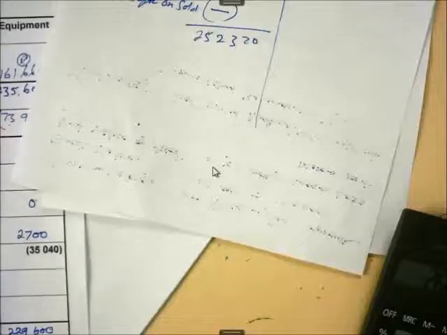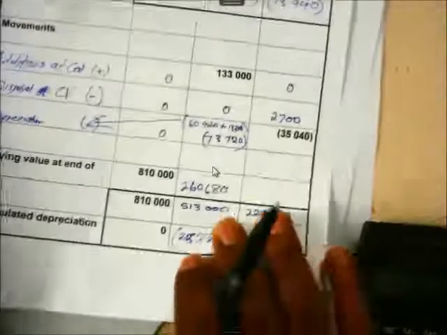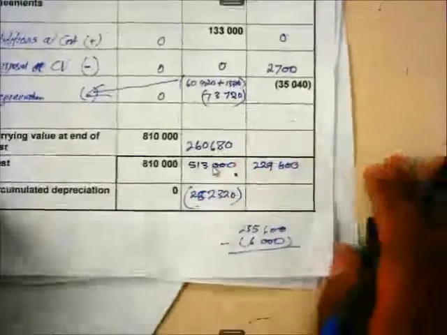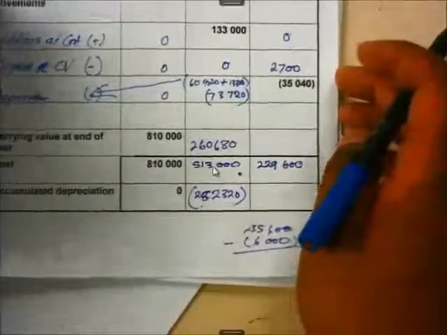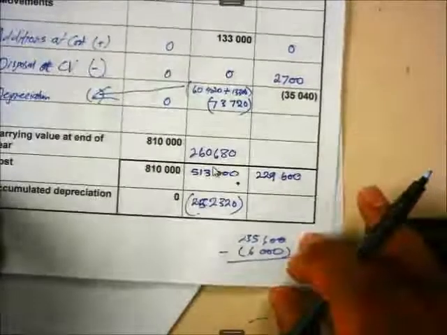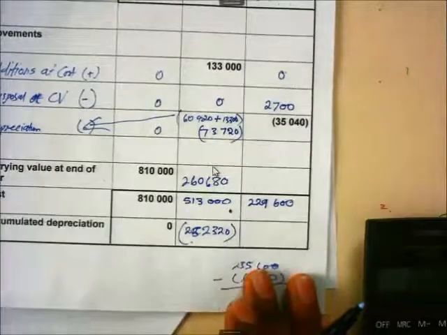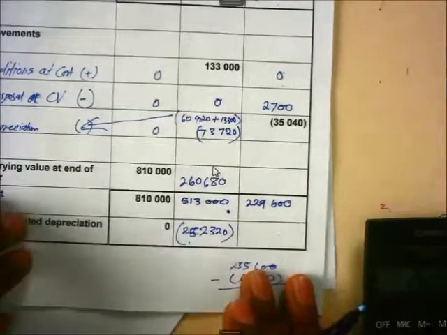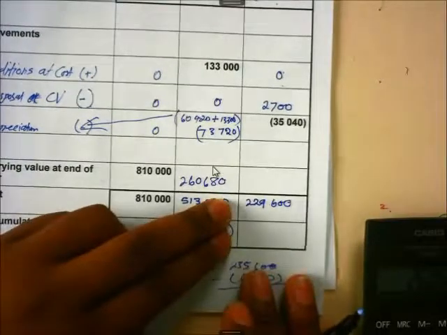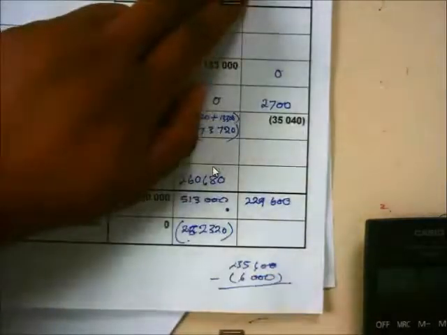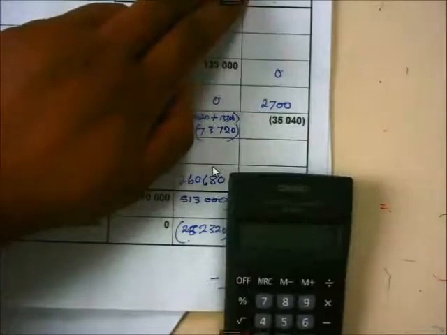Then we must get the accumulated depreciation on the asset, on equipment. Now we must get the accumulated depreciation at the end of the year. There are two ways of doing this. We can take the direct route or we can take a longer route.